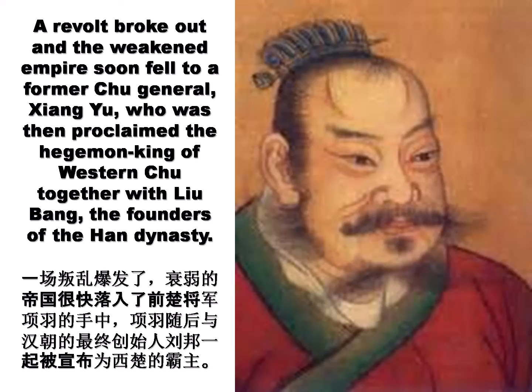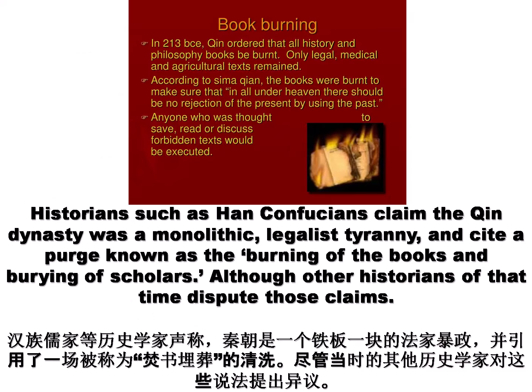A revolt broke out, and the weakened empire soon fell to a former Chu general, Xiang Yu, who was then proclaimed the hegemon king of Western Chu, together with Liu Bang, the founders of the Han dynasty. Historians such as Han Confucians claim the Qin dynasty was a monolithic legalist tyranny and cite a purge known as the burning of the books and burying of scholars, although other historians of that time dispute those claims.